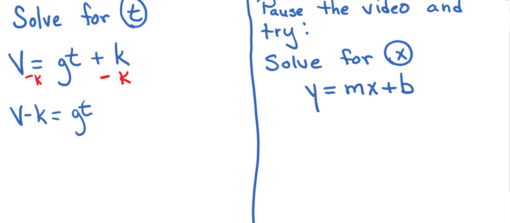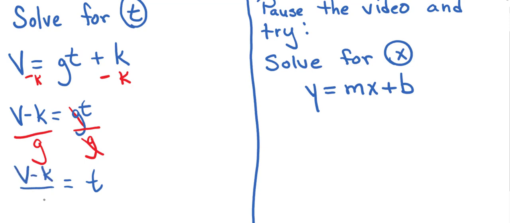You want the t, you don't want the g. They're multiplied. To reverse a multiplication, you divide by the one you don't want. So we don't want g. Do the same thing over here. And this one is going to leave you a fraction, and that's okay. As long as t is isolated, that was our goal. Right. Pause the video and try the following problem. Solve for x, y equals mx plus b.